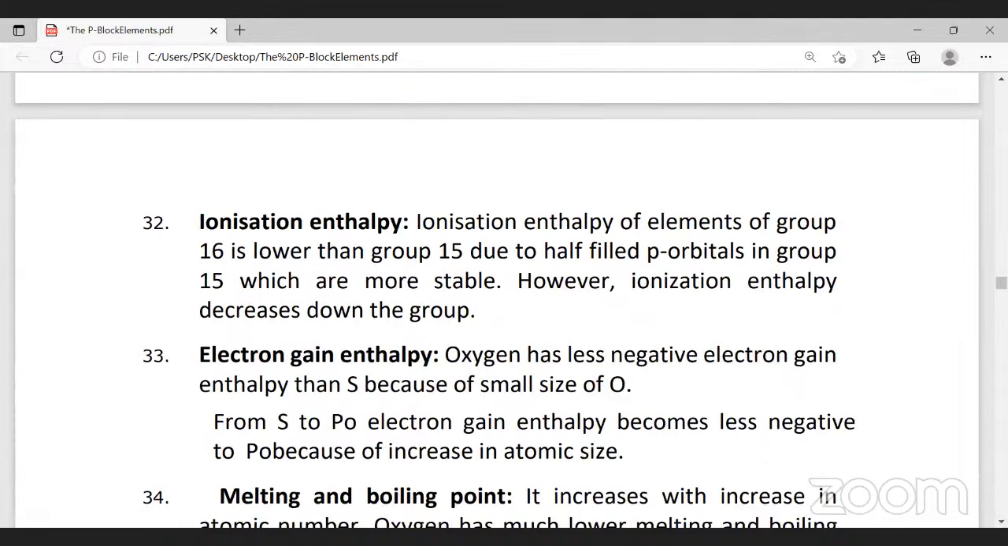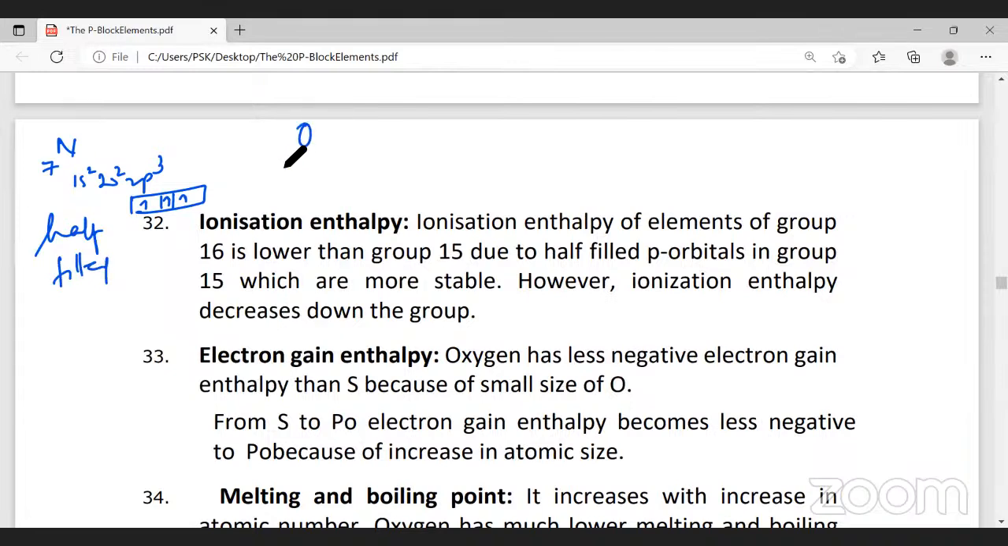The next property is ionization enthalpy. Ionization enthalpy, ionization potential, ionization energy all mean the same. It is the energy required to remove the outermost electrons from the isolated gaseous atom. See, in the 15th group, for an example, if you take nitrogen, atomic number is 7, 1s2, 2s2, 2p3. In the p subshell, we have 3 orbitals. 3 electrons are filled here, like it is half filled.